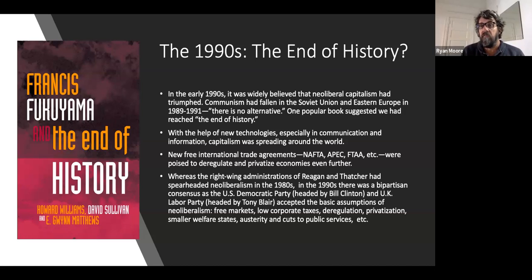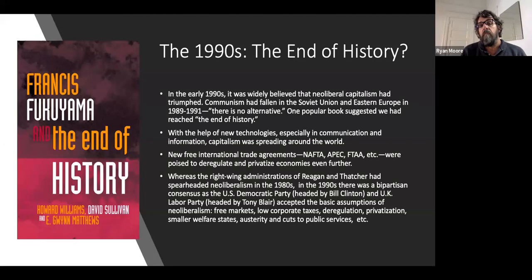So these basic tenets of neoliberalism, like free markets, low corporate taxes, deregulation and privatization, smaller welfare states, austerity and budget cuts to public services, all of these things now became a consensus that encompassed both major political parties. So here again, we have this idea of the end of history as an end of these larger conflicts and a kind of consensus that capitalism ruled.